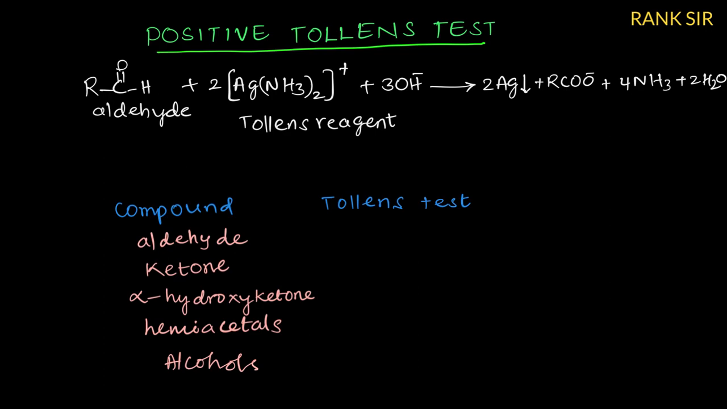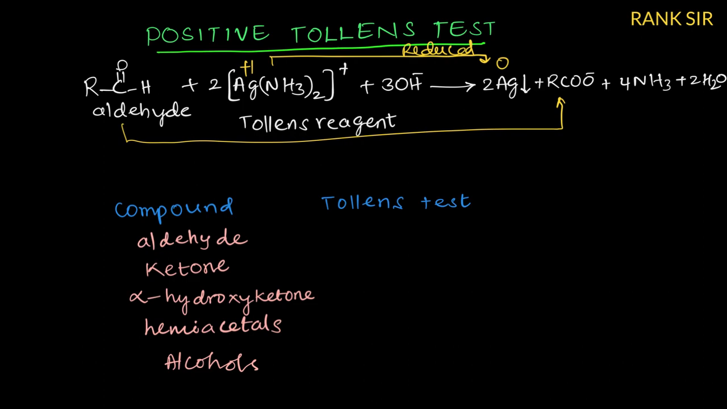Now keep in mind, here the oxidation state of silver is +1. Here the oxidation number of silver is 0. +1 to 0 means silver itself is reduced. Therefore, the aldehyde is oxidized. Here how many oxygen? 1 oxygen. Here how many oxygen? 2 oxygen. Addition of oxygen is called oxidation. Therefore, the aldehyde undergoes an oxidation reaction and the Tollens reagent itself is reduced.